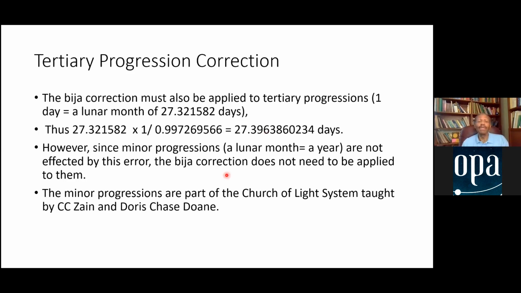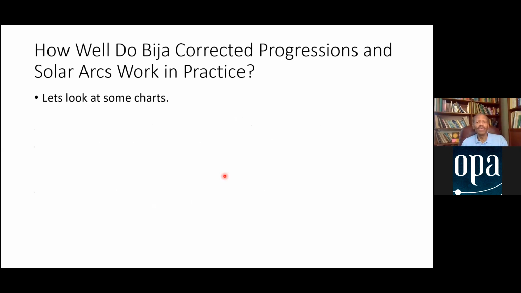However, in the case of minor progressions, they don't need to have this correction applied. The minor progressions are part of the Church of Light system, and it's taught by C.C. Zain and Dorsey Stone. So how will the Bija corrected progressions and solar arcs work in practice? Let's look at some charts.